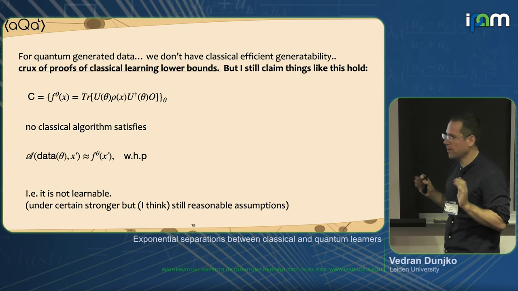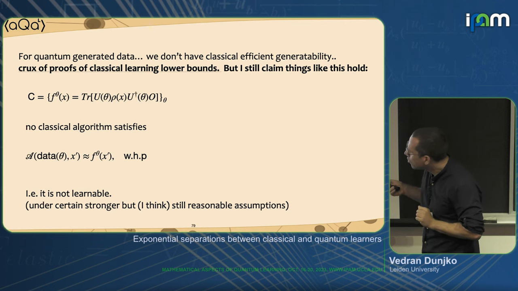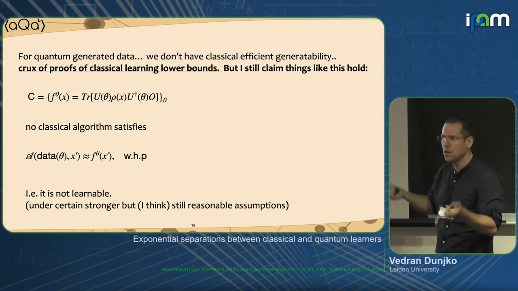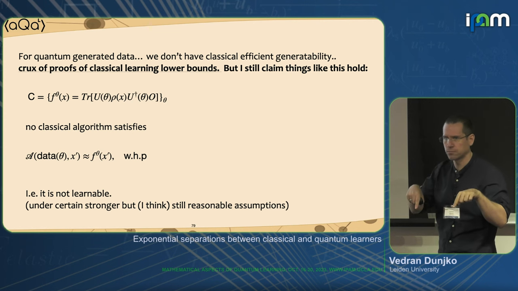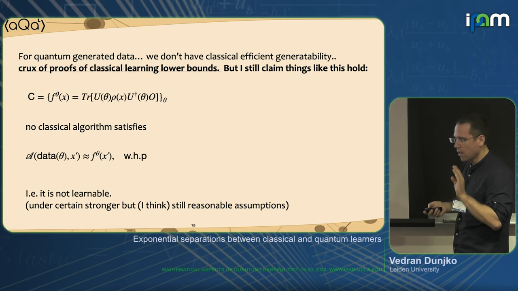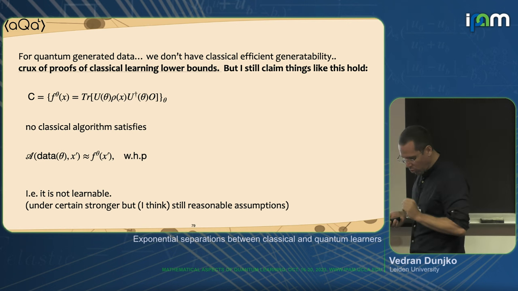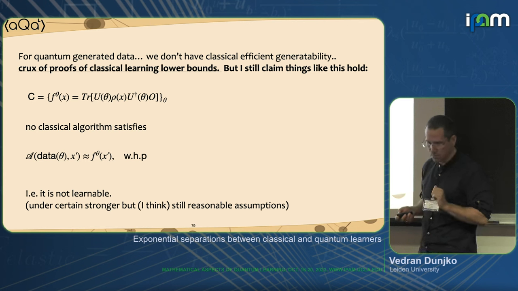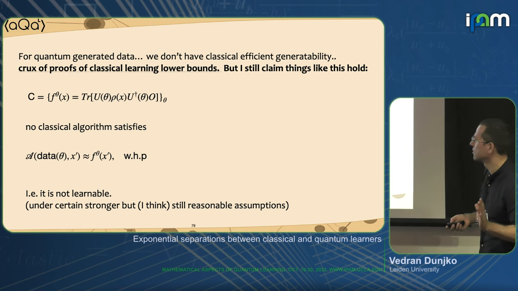That's the problem. Okay? Yet, I still want to claim that concepts of this type are not learnable, in the sense that no classical algorithm exists that, given data from this and a new label, can get the evaluation of the concept. So I'm going back to the evaluation definition, right? So it's not learnable. It's going to be easy to show once we identify certain complexity classes. It's going to be a little bit underwhelming, but I think it's important to just state it once.